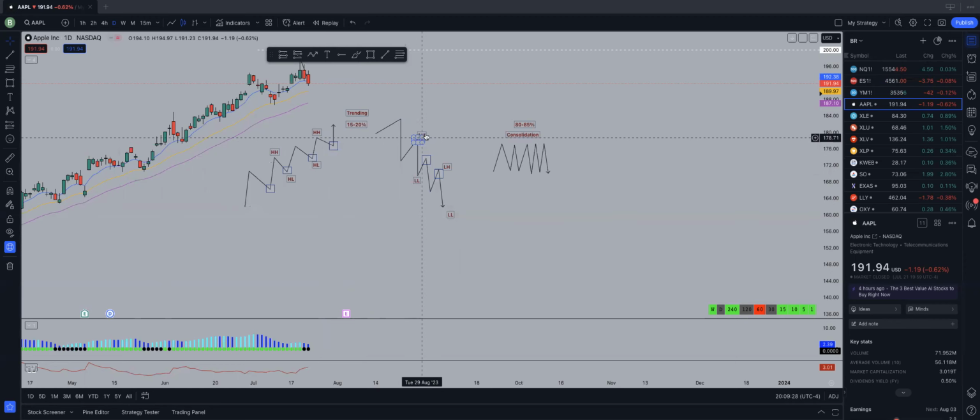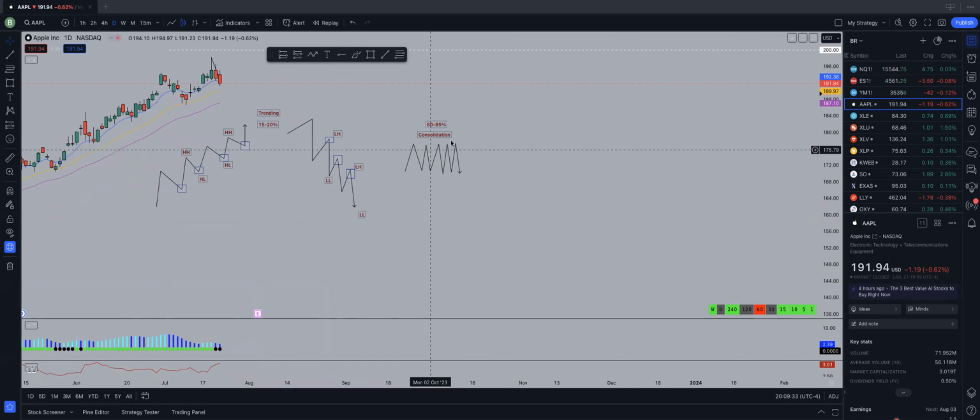Okay. So going further into this, think about it like this. If we're in consolidation 85% of the time, and we are not consolidating, what are we doing? We're trending. We have to be. There's essentially two options, right? You're either trending or you're consolidating. One or the other.